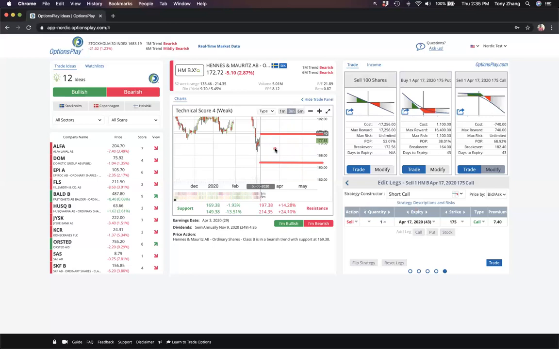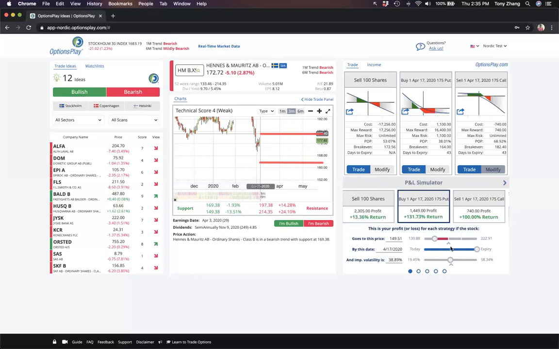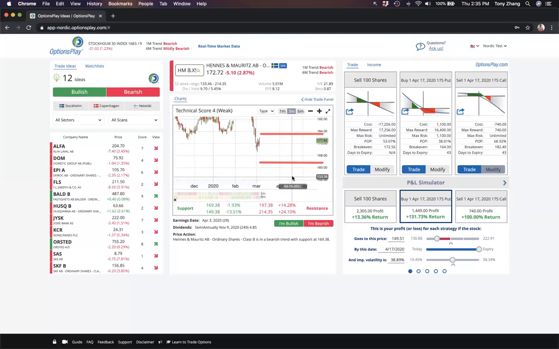So you can ask yourself and go through your analysis, whether you use technical or fundamental analysis. You can ask yourself, where do I think H&M stock is going to go? And that helps you determine whether you want to buy a put or sell a call. And you can use our P&L simulator here to actually simulate what happens if H&M stock declines.